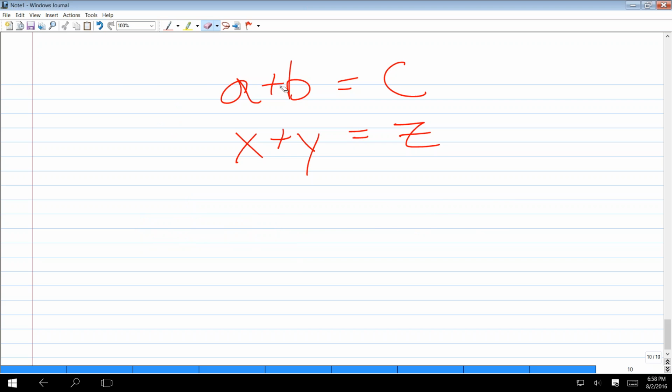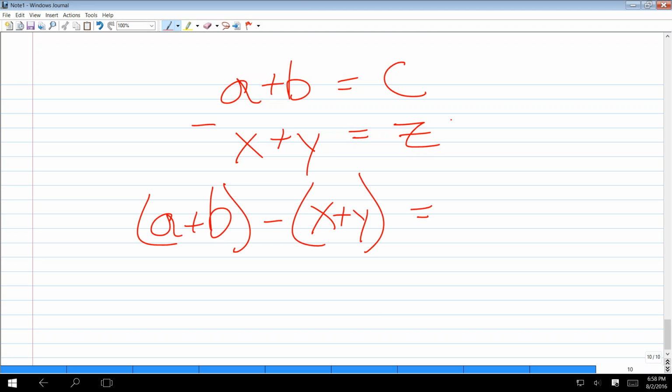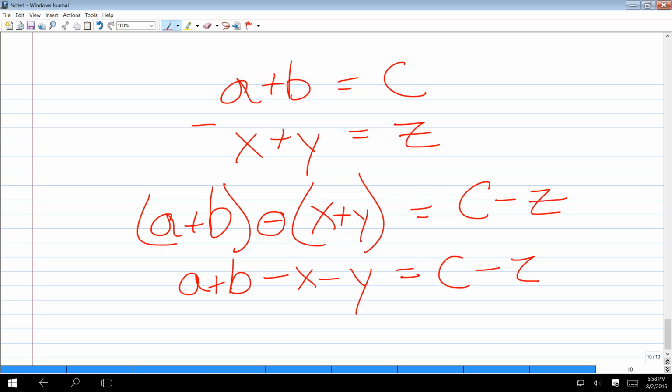In other words, I could say A plus B minus X minus Y. Let's go through that just for a moment, just so you know why I said it like that. It's A plus B, basically, minus X plus Y. Well, over on the right side, it's going to be C minus C. But now if I want to remove the parentheses, I have to distribute that negative sign to both terms. So I end up with A plus B minus X minus Y equals C minus C.